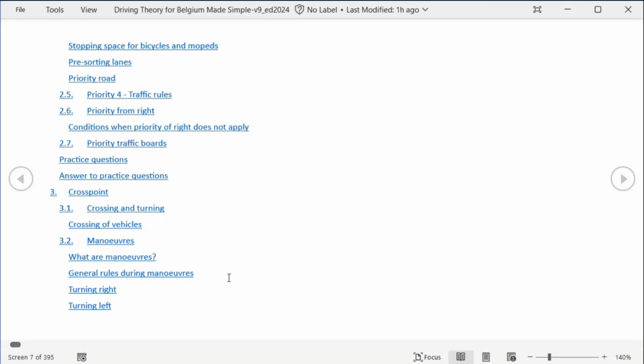So what are the general rules when you are doing a maneuver? First is, what are maneuvers? There are certain things that you need to understand. It's again very easy. It's nothing like you have to memorize it. It's very easy, you will identify maneuvers once we have done this lesson.